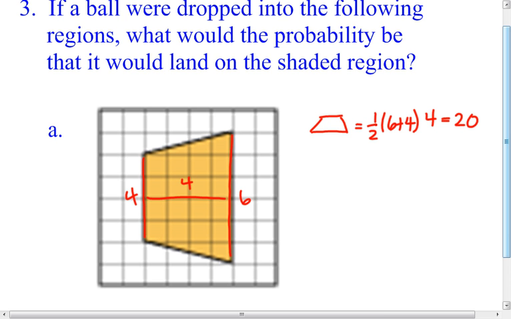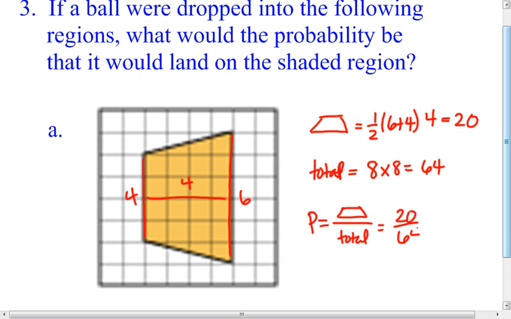Okay? And then the total area is the whole outside square. And the total area in this case would be 8 times 8, which is 64. And in this case, the shaded area is the trapezoid. So if I want to find the probability, I would do, in this case, the trapezoid, because that's what's shaded, over the total, which is 20 over 64, which reduces to 5/16.